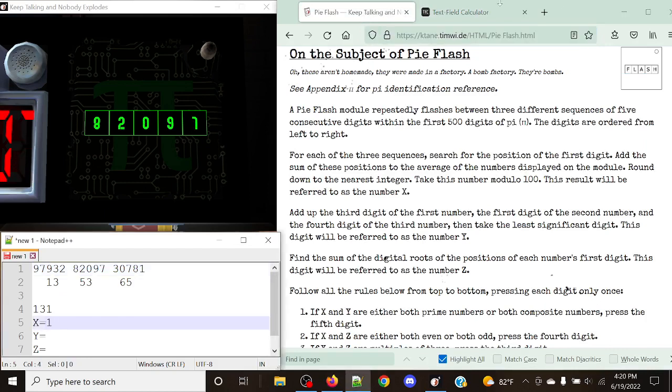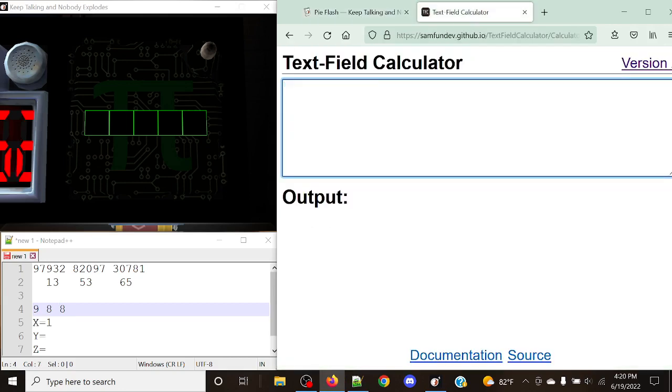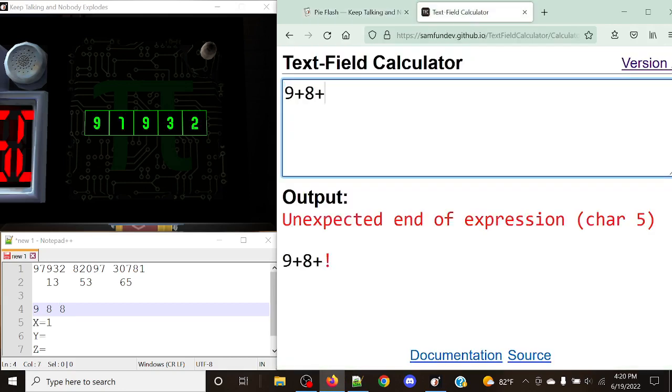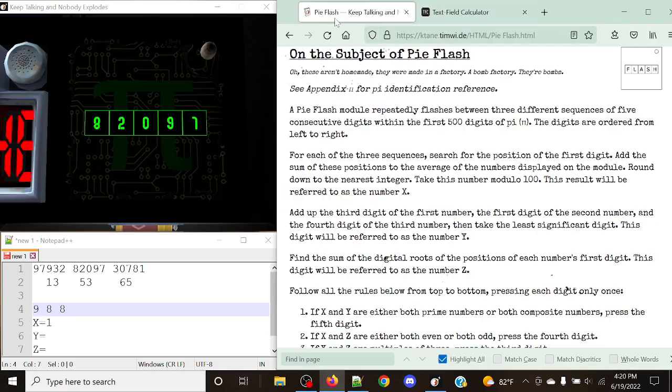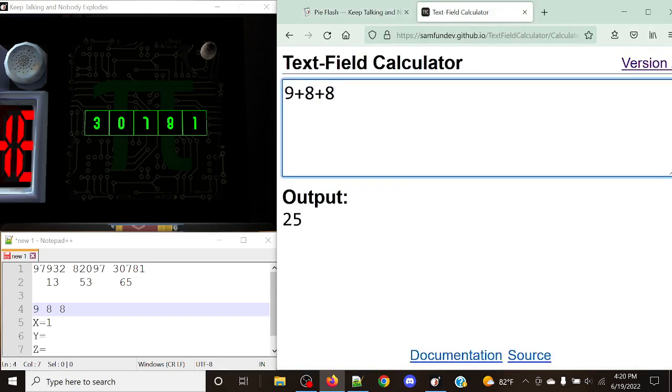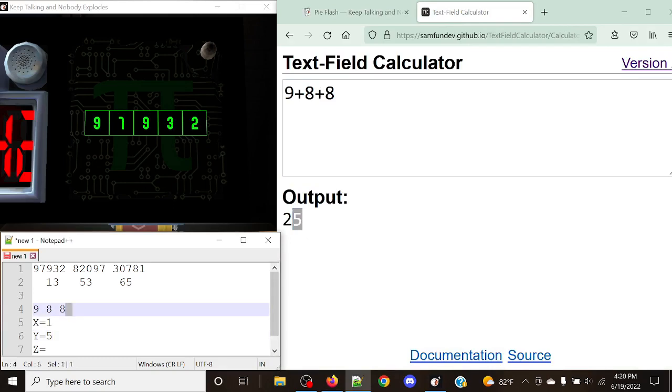Now, this is going to be interesting. So let's take a look. Now for the simplest step, add the third digit of the first number, so in this case being 9, the first of the second, which in this case is 8, and the fourth of the third, which is going to be 8. 9 plus 8 plus 8 is going to be 25. We're going to take the least significant digit, which in this case represents the ones digit. That's going to be a 5, and that's going to be Y.